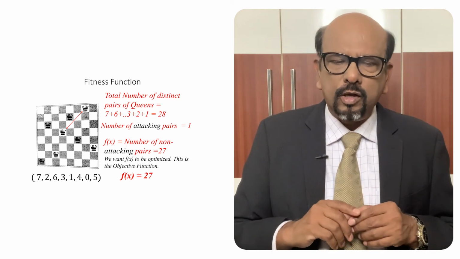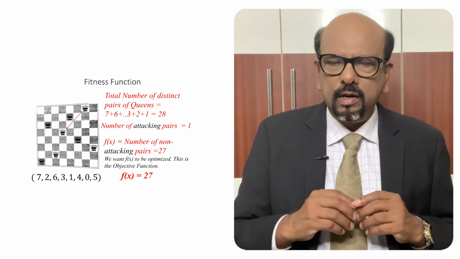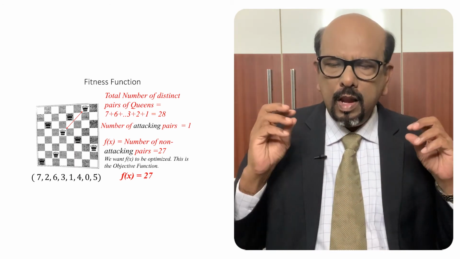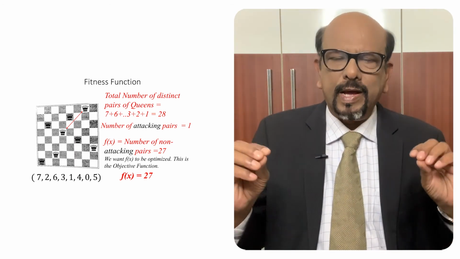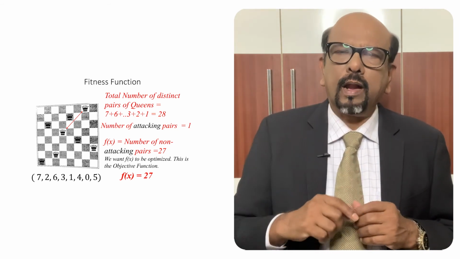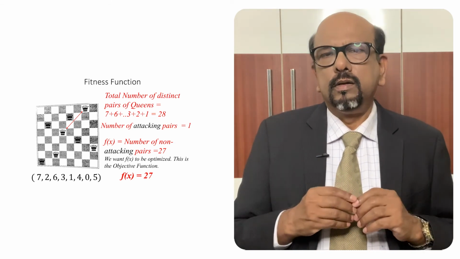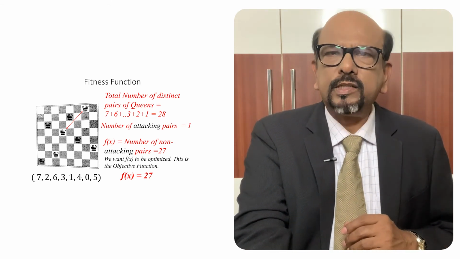So here, for example, we have a function which is called the fitness function. F of x equals the number of non-attacking pairs. For example, in this example, there is only one attacking pair. So, how many are non-attacking pairs? 27. So, this is called the fitness function.